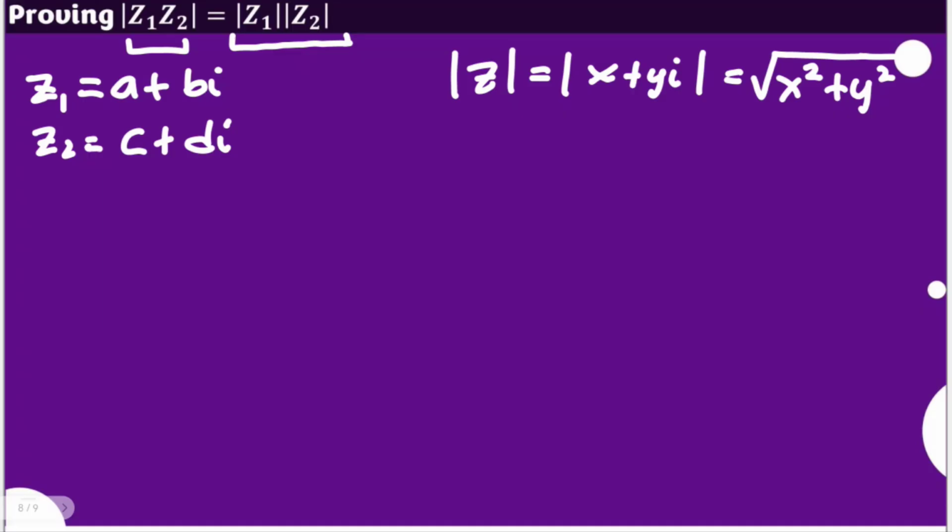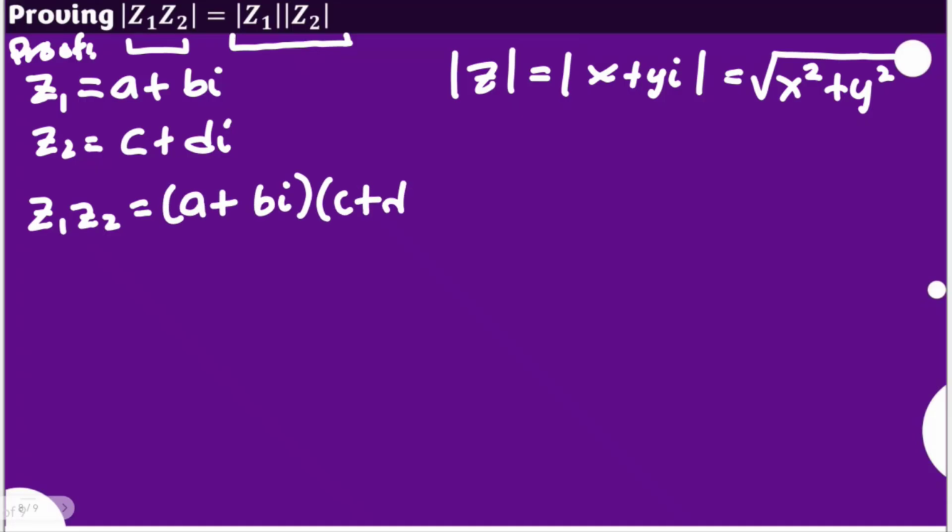So for this to be true, let's try to solve first the product of z sub 1 and z sub 2. Okay, so I believe let us try to start with the proof here. We can start here with the proof, but I will not be using any words here, or just statements. So here is actually the product of a plus bi and then c plus di.